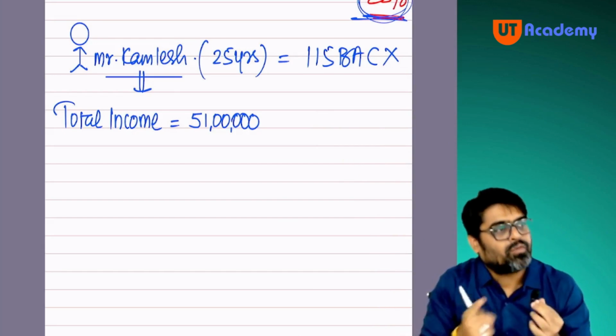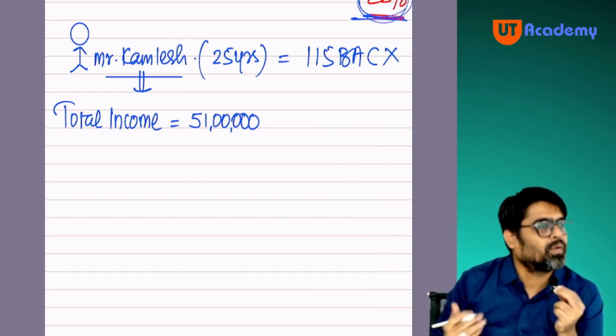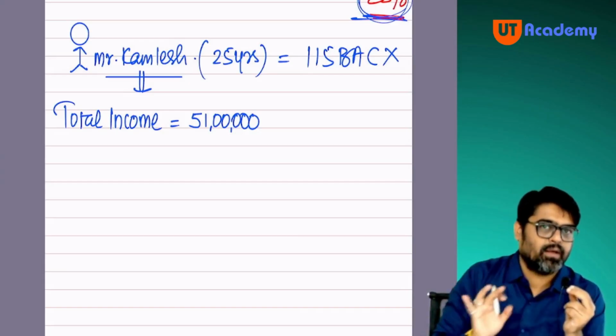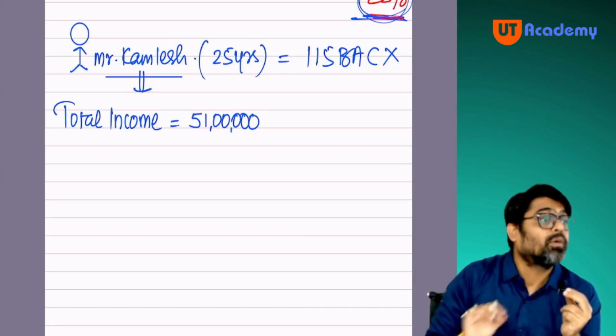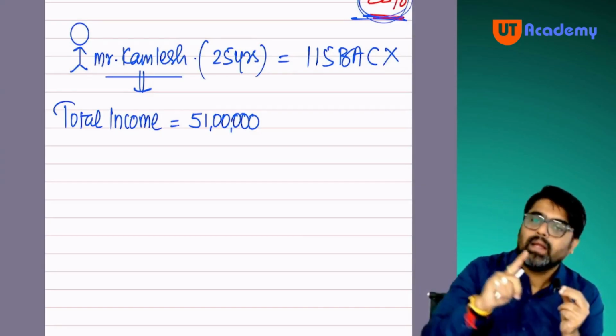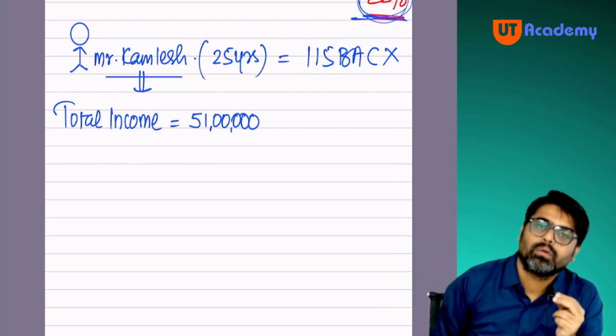Sure. First 2,50,000, no tax. 2,50,000 to 5 lakhs, 12,500. 5 lakh to 10 lakhs: on this 5 lakh, 20% is 1 lakh. Yes or no? Anything over and above.